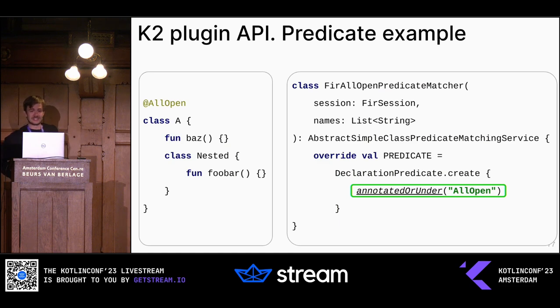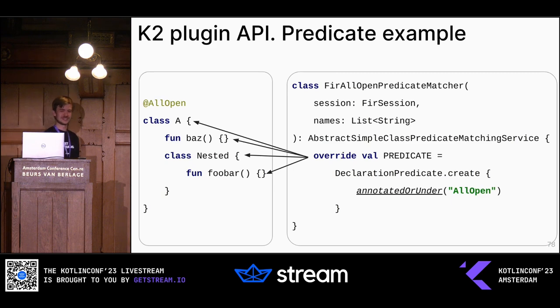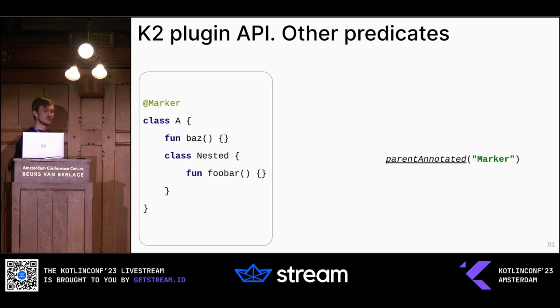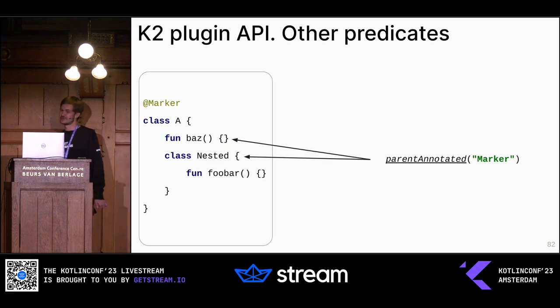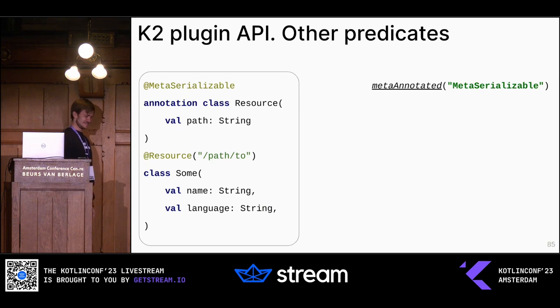Well, as an example, here you can see the all-open predicate, and it uses annotated or under. What does it mean? It's true for declarations which are annotated or under annotated. So here for class A, function bus, class nested, and its member function foobar. Other examples of predicates include just annotated. It's true for an annotated declaration. Parent annotated is true when the parent declaration is annotated, so here for function bus and class nested, but not for class A itself or for function foobar. Has annotated is about children. Function bar has annotated parameters, so this predicate is true. And the complex example is meta annotated. Meta means here that this predicate is true if the class is annotated with something, this resource, which is in turn annotated with meta serializable.